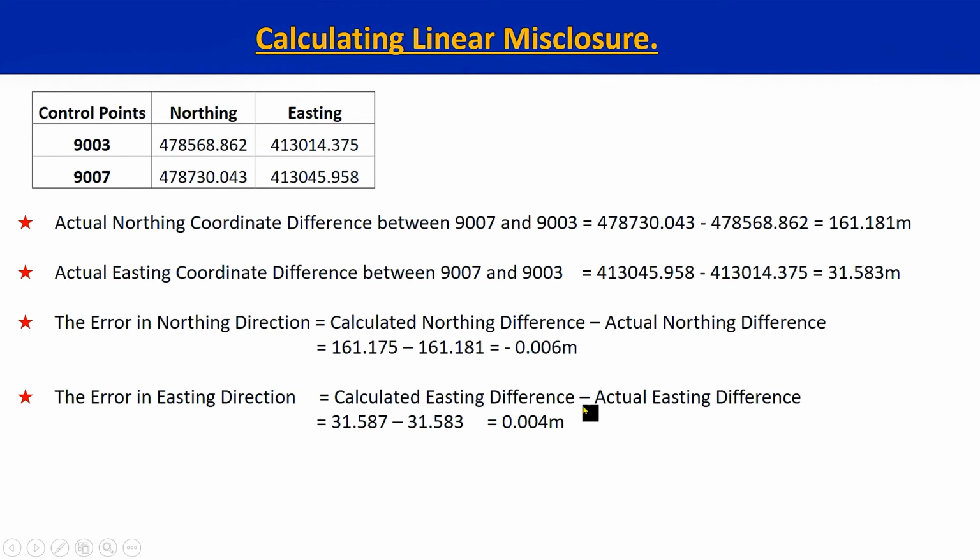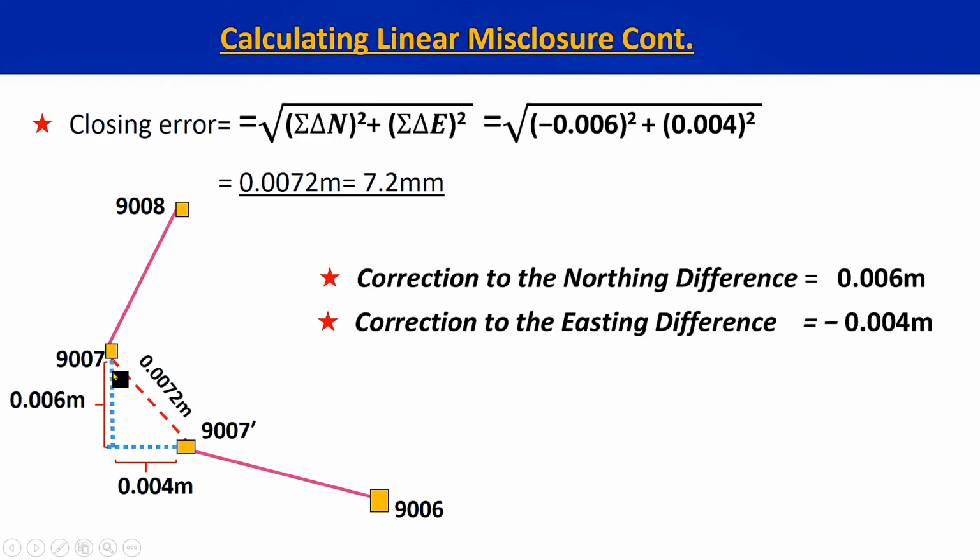The error in the eastern direction is the calculated eastern difference minus the actual eastern difference. The calculated one is 31.587, and the actual one obtained from GPS coordinates is 31.583 meters. So the difference is positive, plus 0.004 meters. So we can draw it like this. The actual 9007 is like this, but this is what we obtain from the traverse calculation. So there is a shortage of 0.004 meters in the west and 0.006 meters in the north direction.